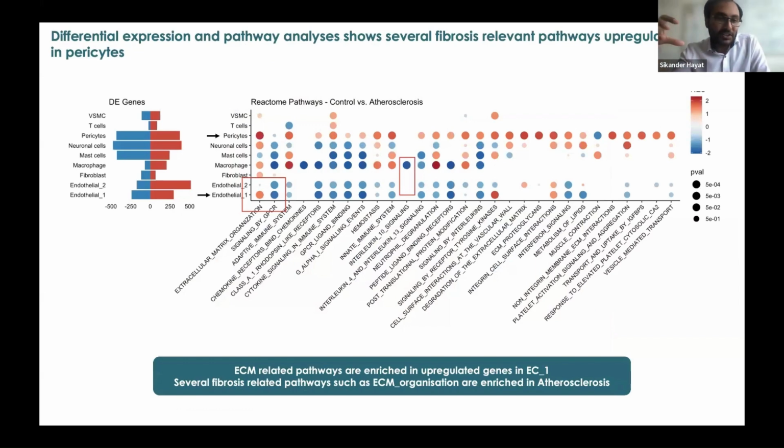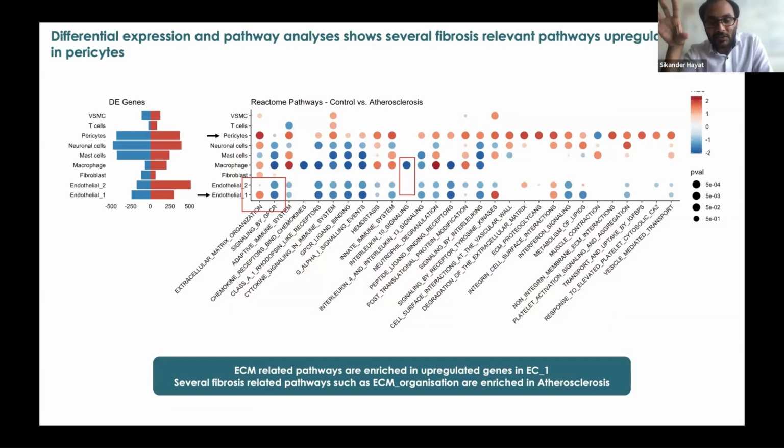We then did differential expression analysis and pathway analysis. We have also heard a lot about those two techniques in the previous two talks. On the left-hand side, we show a rough summary of where we found the differentially expressed genes. We found a lot of differentially expressed genes in pericytes, in immune cells, and also in endothelial cells that we found in the single cell data.